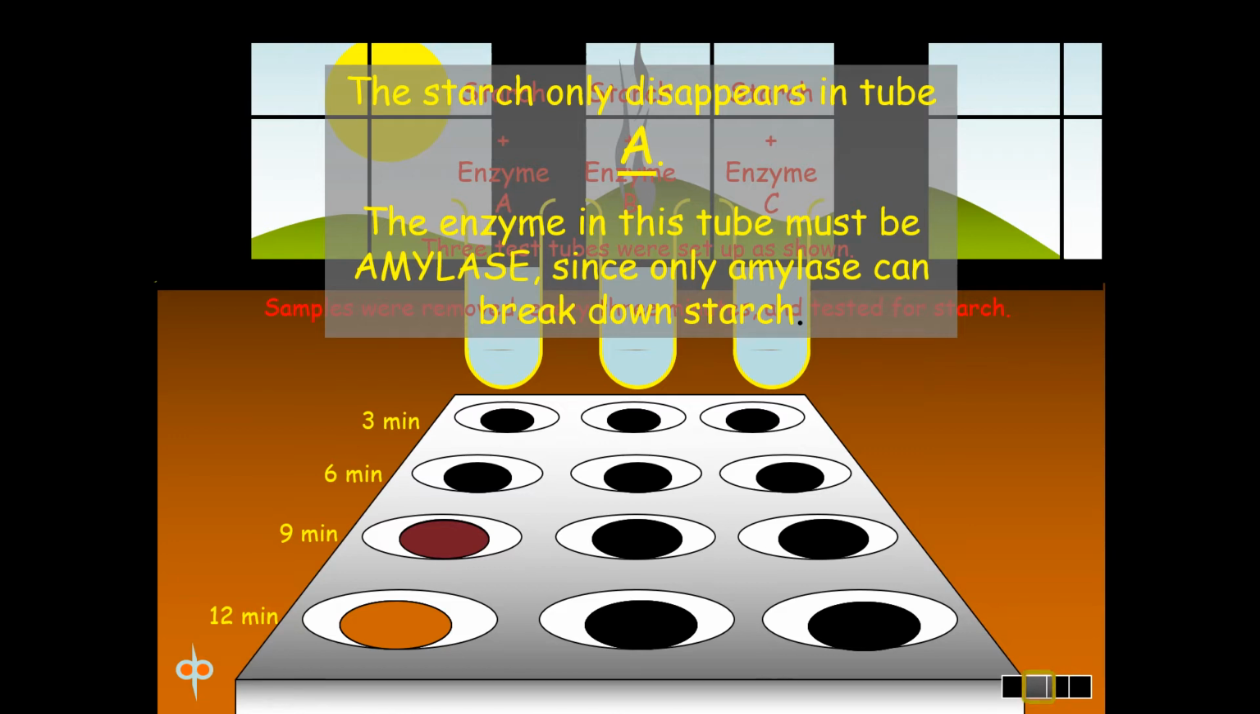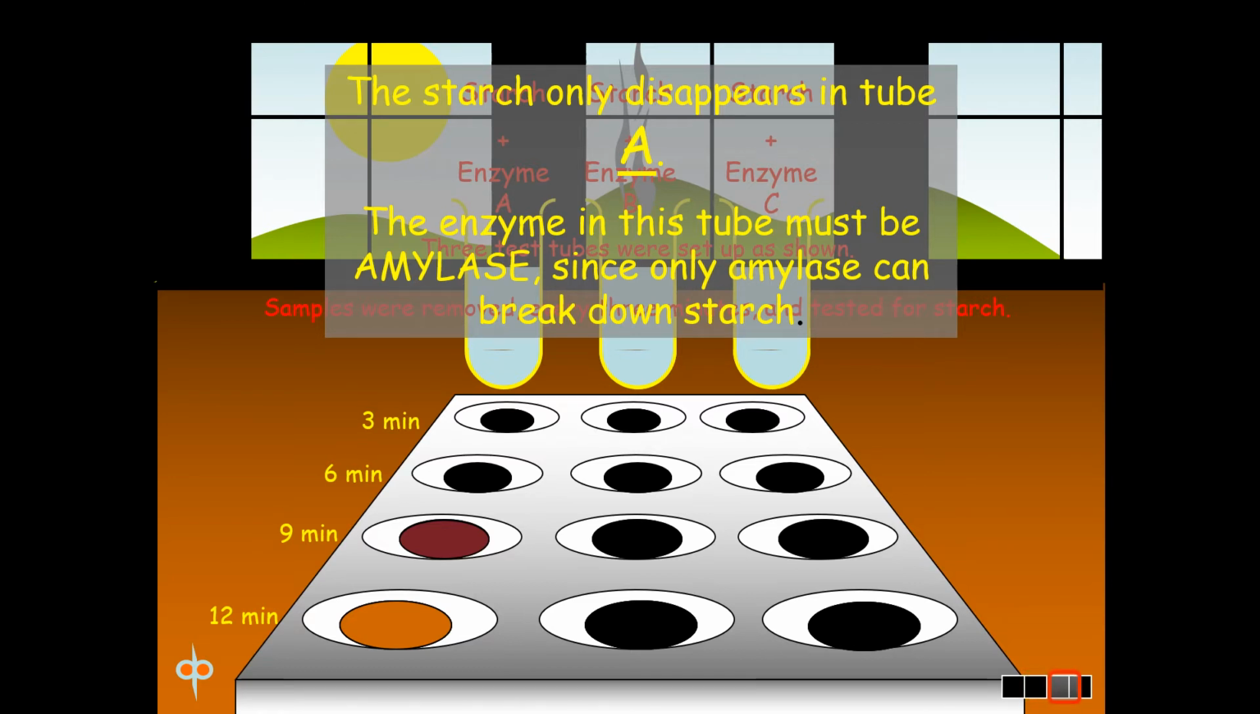So this suggests that starch only disappears in tube A. So the enzyme in this tube must be amylase, since only amylase can break down starch. So enzyme B can't break down starch, it doesn't speed up the reaction of starch to glucose. And enzyme C doesn't speed up the reaction of starch to glucose. Only enzyme A has had that effect. So only enzyme A, which is amylase, can speed up the reaction of breaking down starch to glucose, which we've seen when our starch disappears.